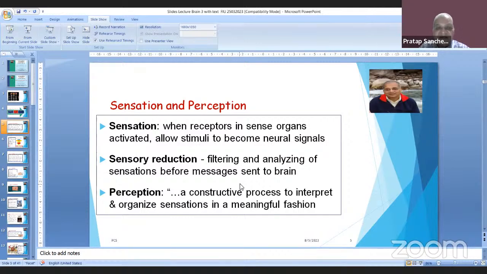Definitions of sensation: when receptors in sense organs are activated, and we will be talking about all these sensations one by one, they allow stimuli to become neural signals. That is the basics of sensation. Sensory reduction means everything which we sense may not go to the brain. It is filtered and analyzed before the messages are received by the brain. Whereas perception, which we'll talk about later in detail, is a constructive process to interpret and organize sensations in a meaningful way.